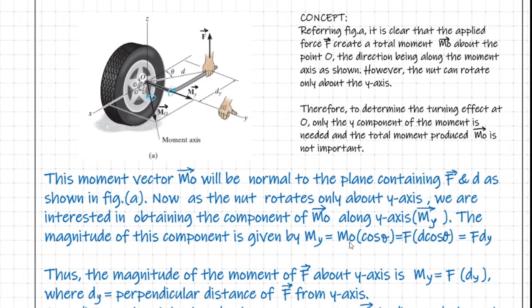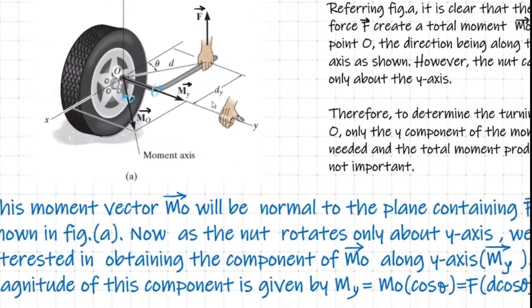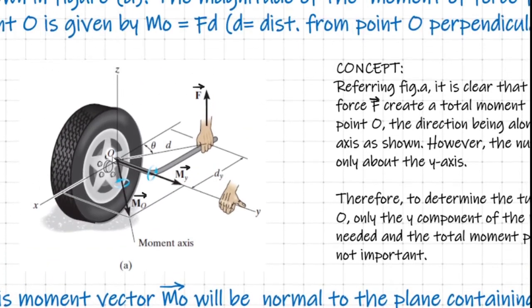Now we know that the magnitude of the total moment produced about the point O is Fd. That means My can be written as Fd into cos theta, which can again be written as F into d cos theta. What is d cos theta? Referring to this figure, we find that d cos theta is nothing but the distance of the line of action of this force measured from the y-axis.